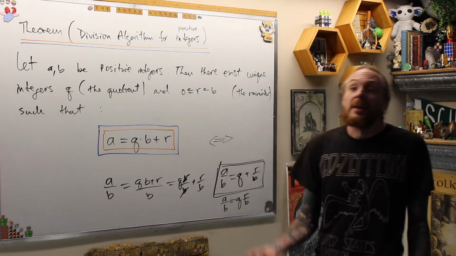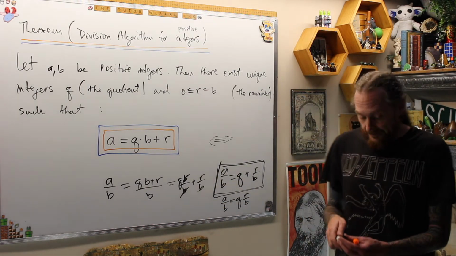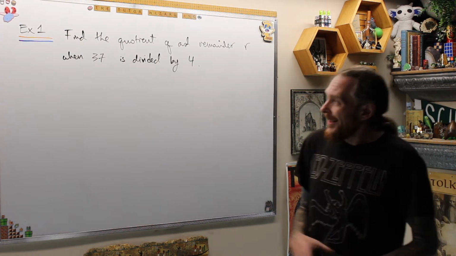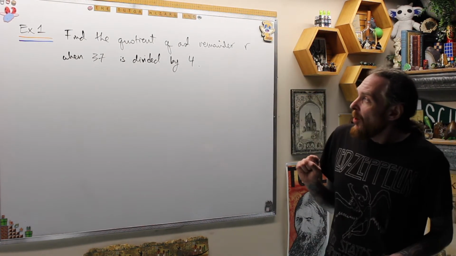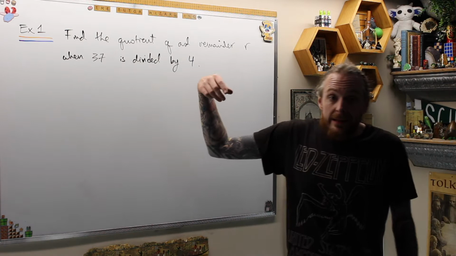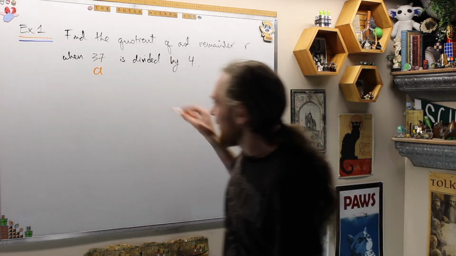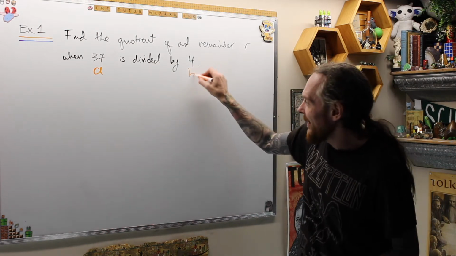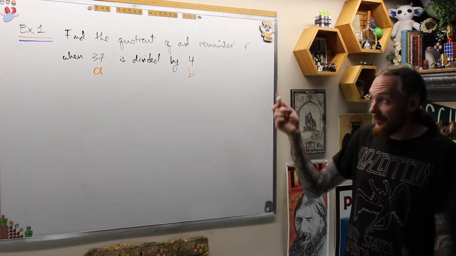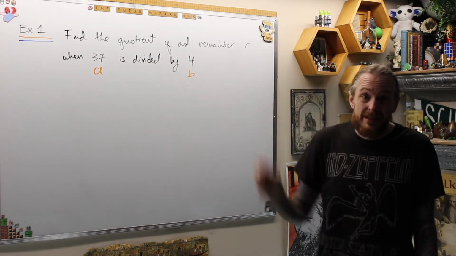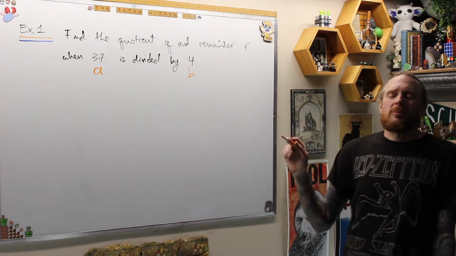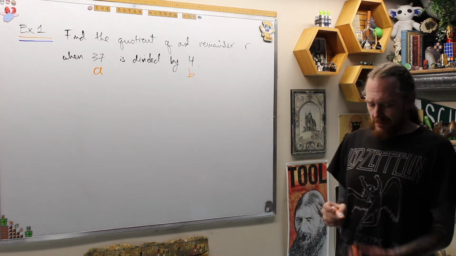Let's do an example, and then we'll do the polynomial version. Example 1: find the quotient q and the remainder r when 37 is divided by 4. Here I usually fix the big one as a and the little one as b, so a is 37 and b is 4. You divide 4 into 37 and find the quotient and remainder, and then we can write it as a mixed fraction if you want as well.